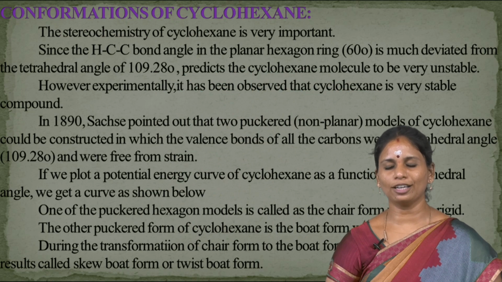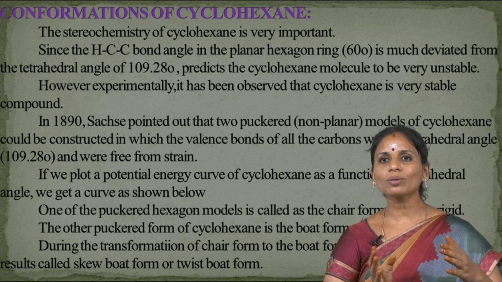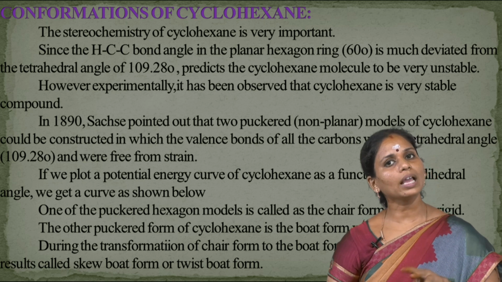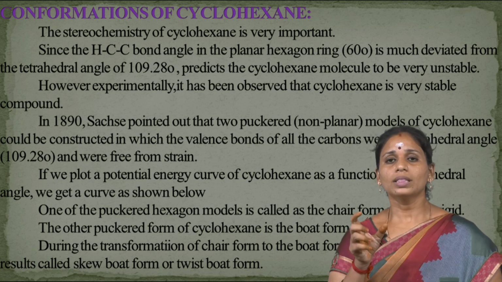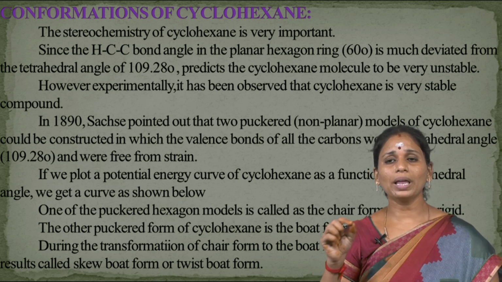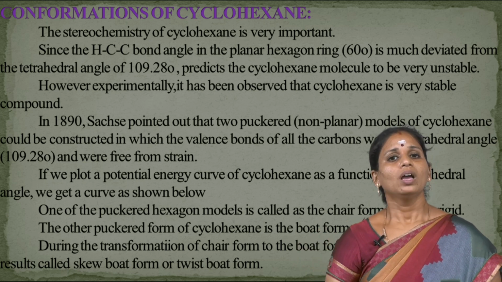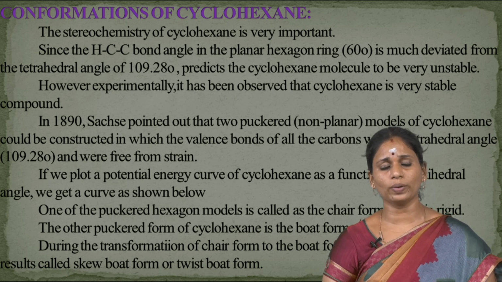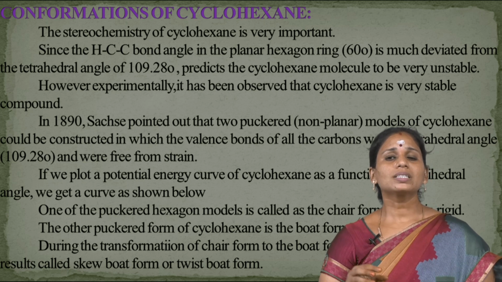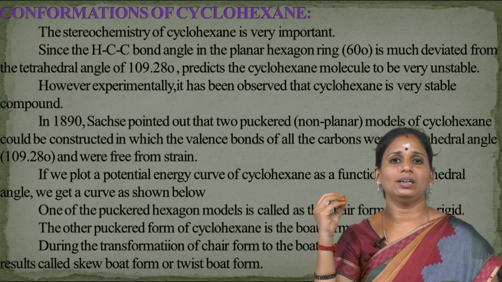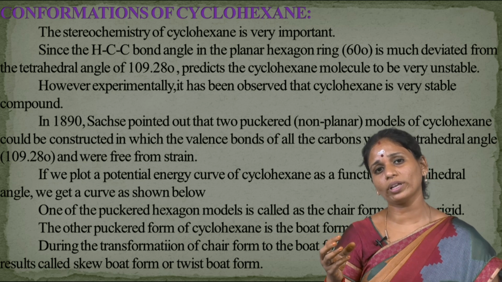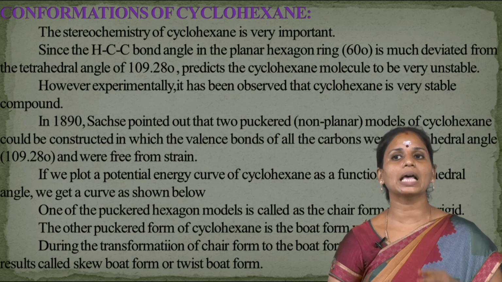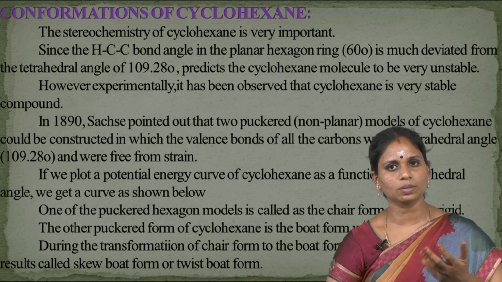Conformations of cyclohexane. Coming on to this interesting topic, the stereochemistry of cyclohexane is very, very important and quite interesting. Since the HCC bond angle in the planar hexagon ring is 60 degrees, it is much deviated from the tetrahedral angle, that is 109.28 degrees. This predicts the cyclohexane molecule to be highly strained and very unstable. But experimentally it has been proved that cyclohexane is a very stable compound. How is it possible?